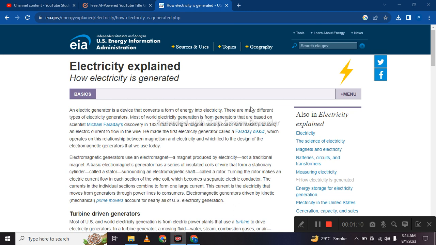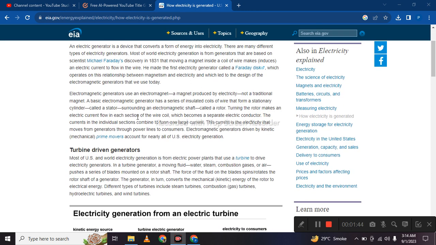Electromagnetic generators use an electromagnet, a magnet produced by electricity, not a traditional magnet. A basic electromagnetic generator has a series of insulated coils of wire that form a stationary cylinder called a stator, surrounding an electromagnetic shaft called a rotor. Turning the rotor makes an electric current flow in each section of the wire coil, which becomes a separate electric conductor. The currents in the individual sections combine to form one large current. The current is the electricity that moves from the generator through power lines to consumers.